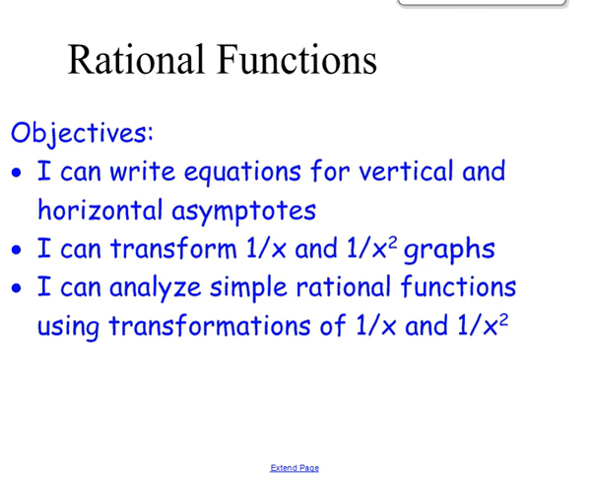Hello, today we're going to take a look at rational functions. Our objectives are: I can write equations for vertical and horizontal asymptotes. I can transform the graphs of 1 over x and 1 over x squared. And I can analyze simple rational functions using transformations of 1 over x and 1 over x squared.